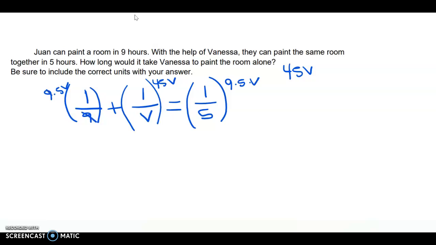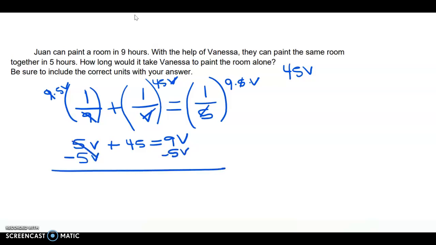So 9s will cancel there. I'm left with just 5V times 1, or 5V, plus the V cancels on that one, so 45 equals the 5 cancels on that one, and we're just left with 9V. So once we've got it to this point, we need to get our V's on the same side, so minus 5V from each side. We'll get 45 equals 4V. Divide by 4, so we get 45 fourths. So V equals 45 fourths hours.